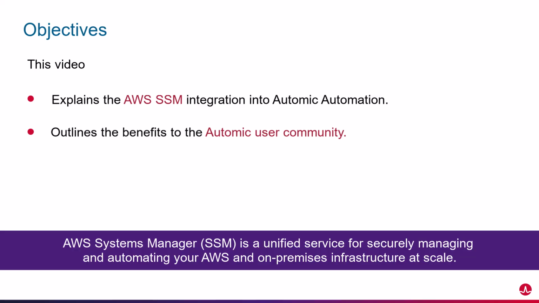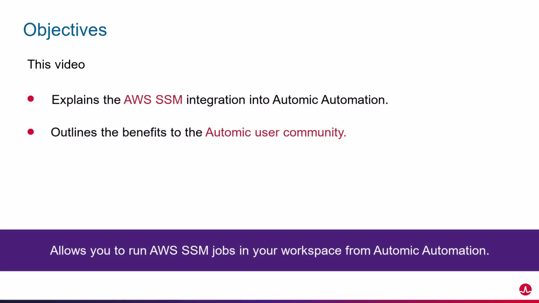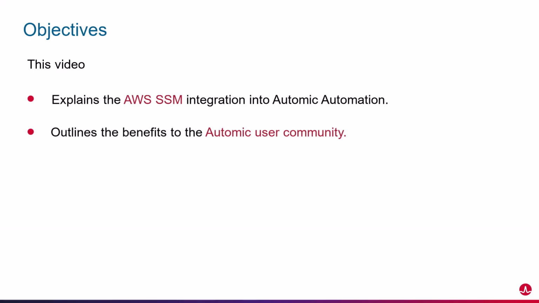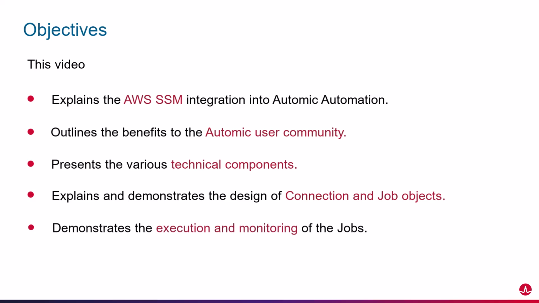each one individually. Integrating Automic Automation with AWS SSM allows you to run AWS SSM jobs in your workspace from Automic Automation. We will provide some technical insights so that you can clearly identify the integration components and understand the deployment sequence. We will focus on the configuration of the agent and the design of the two core object templates, connections, and jobs. Finally, we will run through a demo.